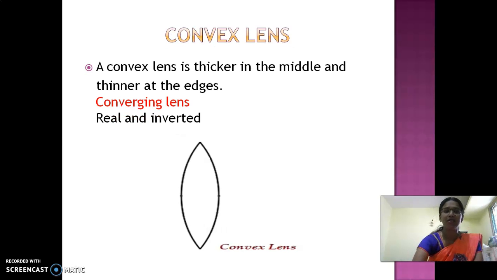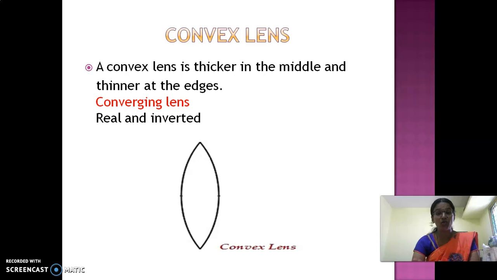Okay, and the next thing is the convex lens. What do you mean by convex lens, which is opposite to that of a concave lens? A convex lens is thicker in the middle, but a concave lens is thinner in the middle. Convex is thicker in the middle and thinner at the edges. A convex lens is also called a converging lens, and here the image formed is real and inverted.